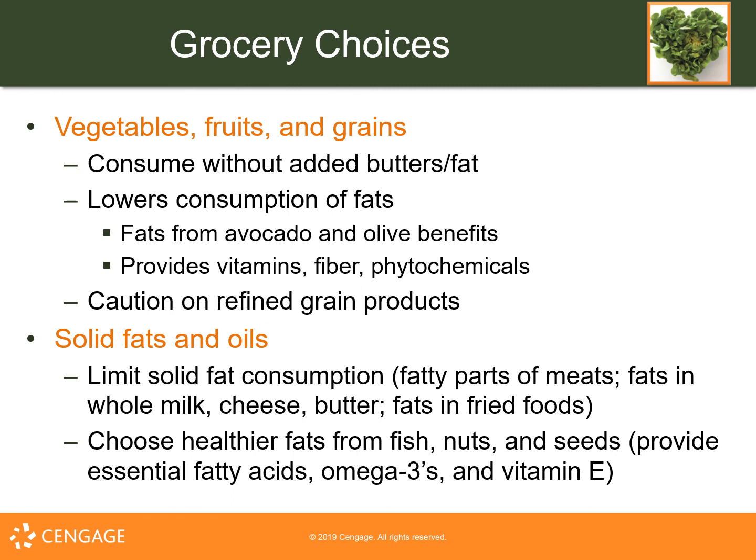Vegetables, fruits, and grains: you want to consume these without added butters or fat, because fruits and vegetables are naturally low in fat, at least most of them are. Fats from avocado and olive have benefits. Most of the fat provided by these sources is unsaturated and therefore good for you. They provide vitamins, fibers, and phytochemicals. Use caution when consuming refined grain products. Think of things like taco shells, biscuits, crackers, and cookies. These may contain trans fats.